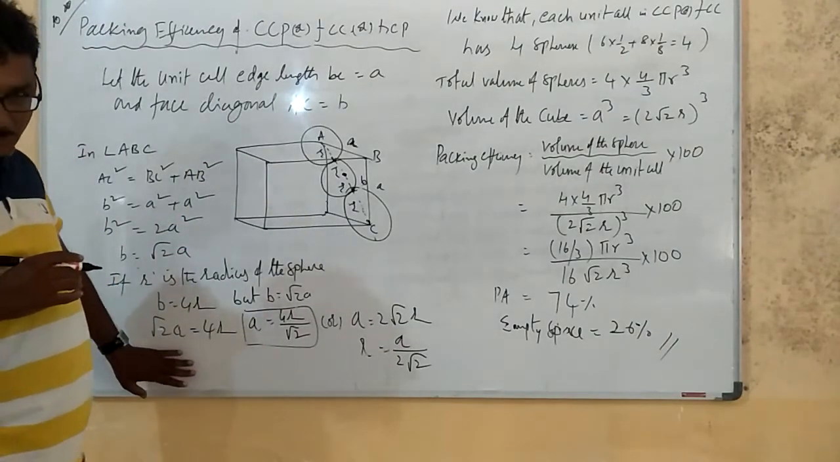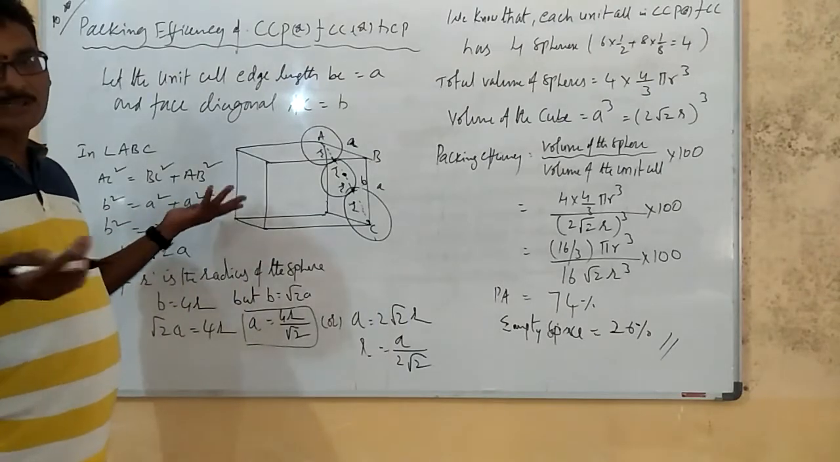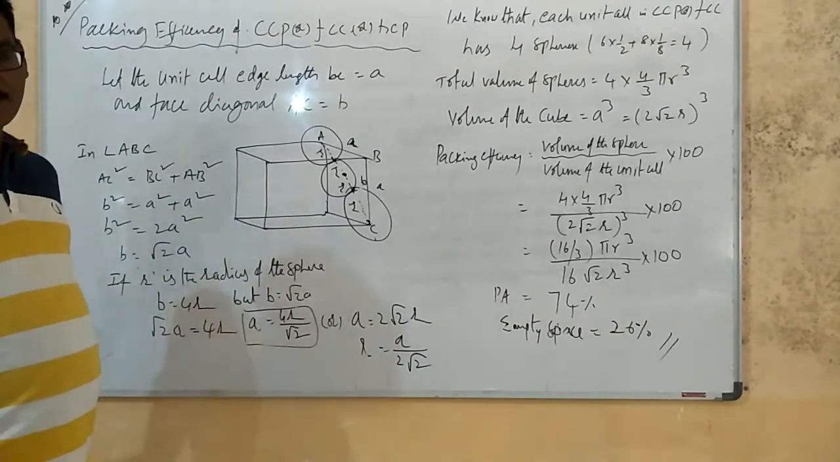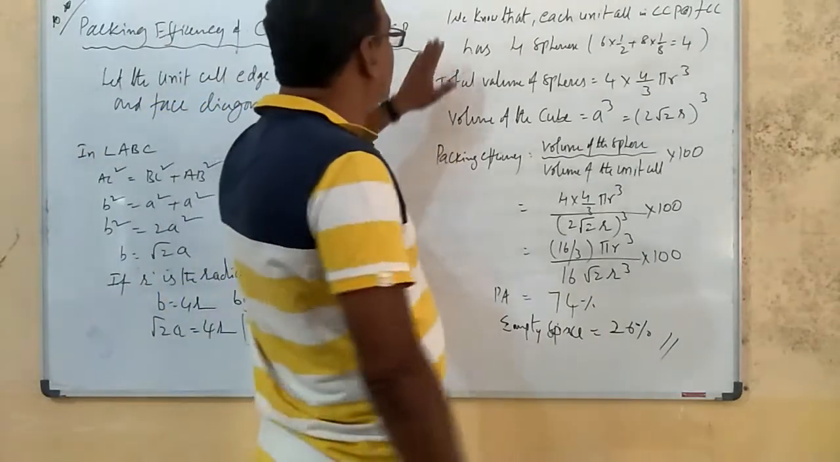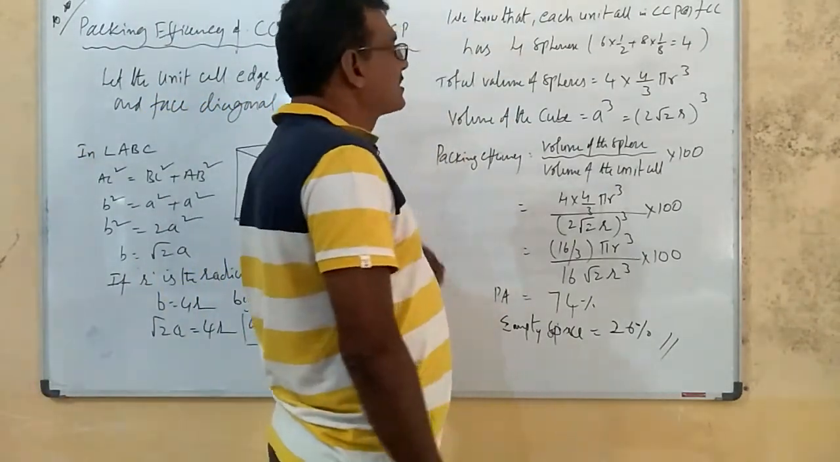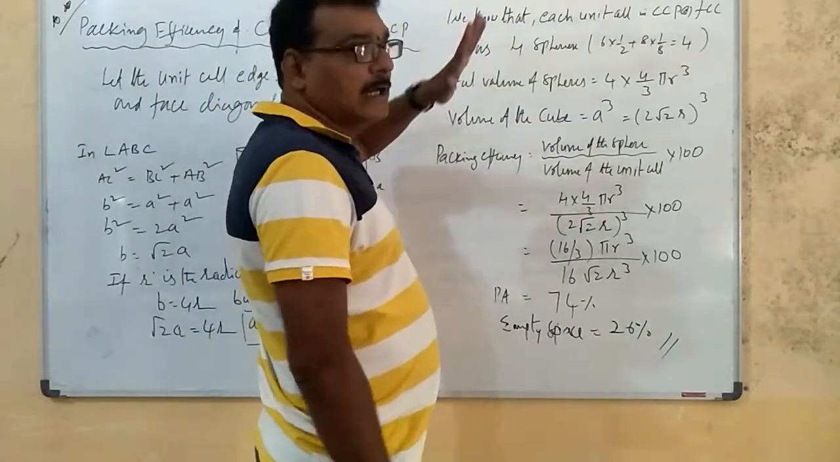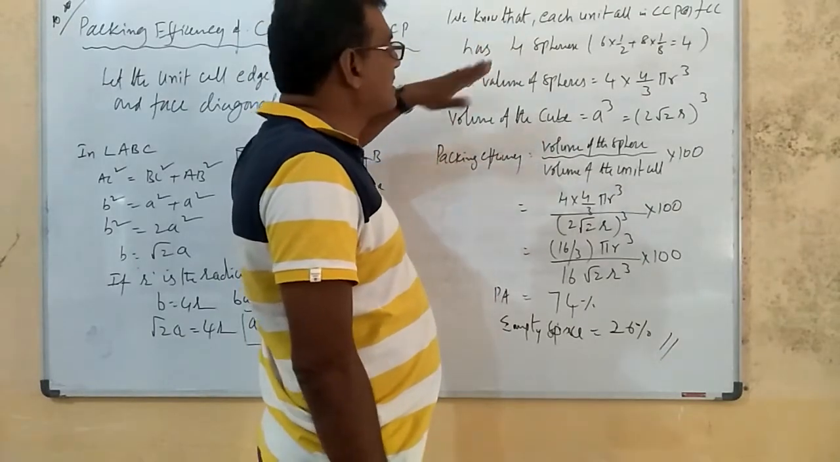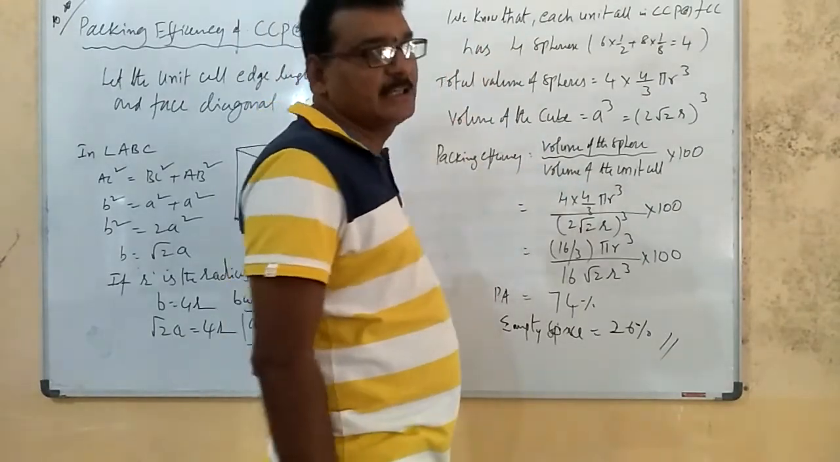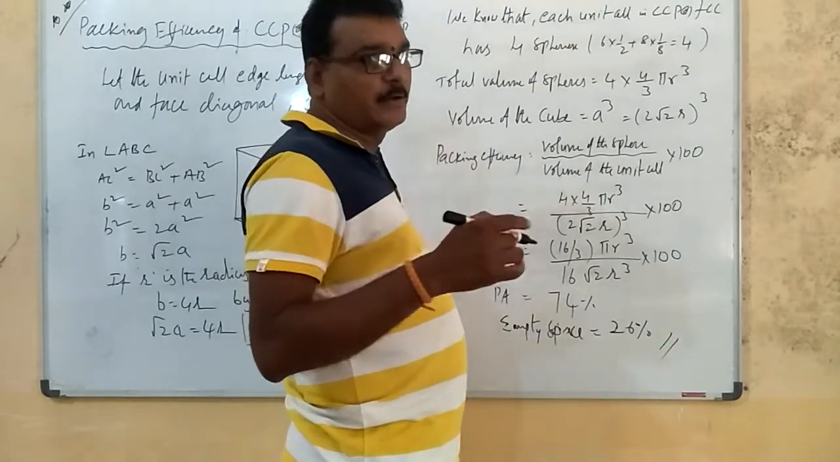This is the only very important thing. Next, after that you have to apply the formula, and you can get the packing efficiency. Next, you know that each unit cell in CCP or FCC or HCP has 4 spheres in it. I already know this.